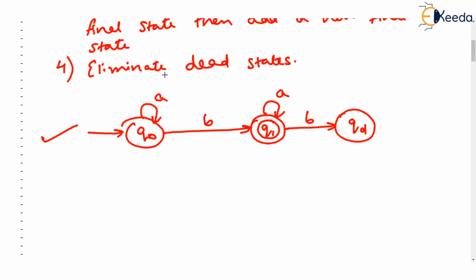Now, by finite automata, what I mean is it can be a deterministic finite automata or a non-deterministic finite automata or NFA with epsilon moves. Any kind of FA is given to us, then we should be able to specify what is the regular expression representing this particular FA.